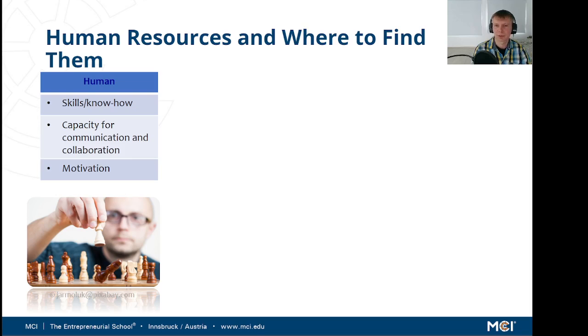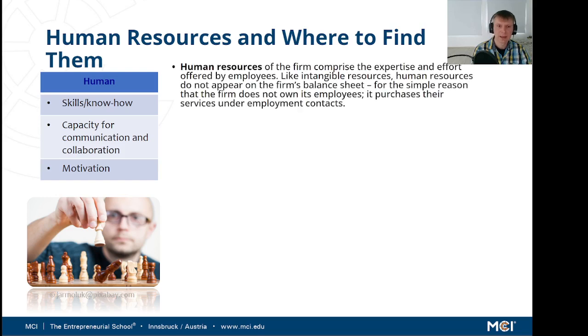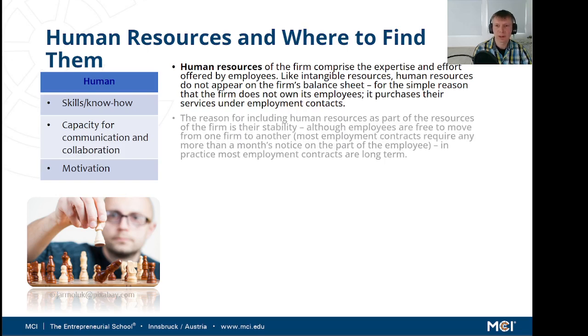Here, on the example of chess, we cannot find the capacity to communicate and collaborate because it's not a collaborative game. So the human resources are important because they actually explain why some organizations are more successful than the others. And we need to include them as resources because they are there, and actually if you sign a contract, it's a long-term contract. It means people do not come and go.